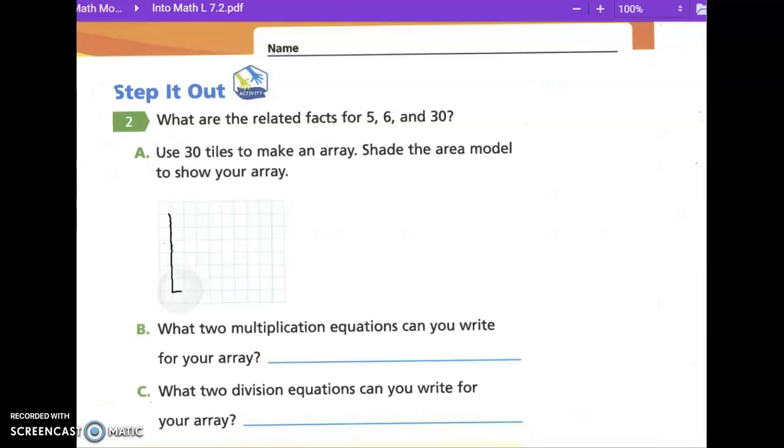Okay? And then go over 1, 2, 3, 4, 5. Because those are our small numbers. So those are going to be our factors in our multiplication sentence. And they're going to be our divisor and our quotient in our division sentence. Okay? Thumb up if you have your 6 by 5 array made.